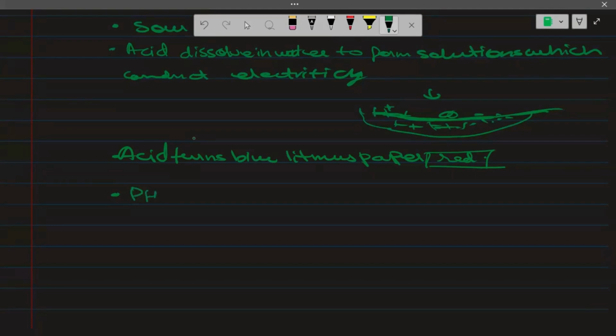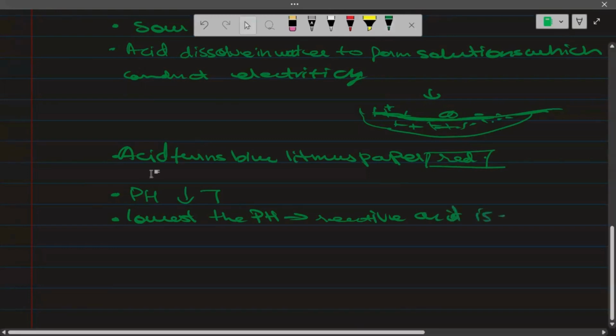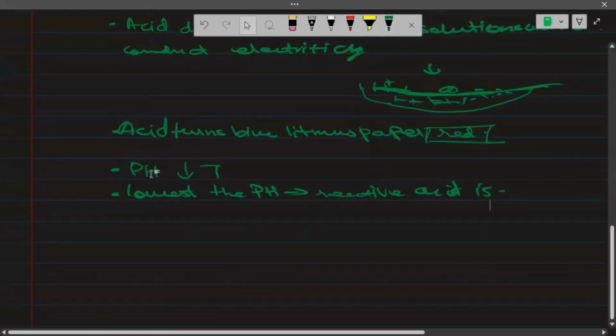Okay, so the fourth property of an acid is that its pH is lower than 7. Okay, its pH is lower than 7. And that is how the strength of an acid is defined: how low its pH is. The lower the pH, the more reactive the acid is. Okay, so that's the fourth property of an acid.